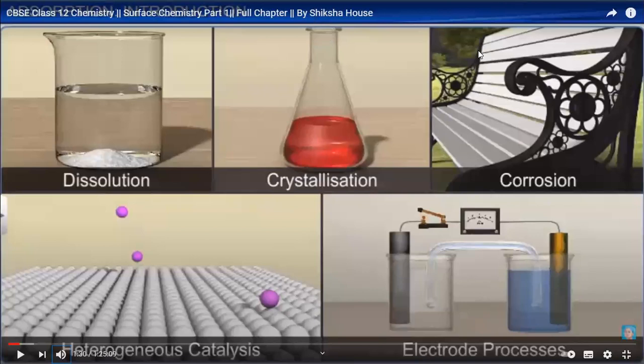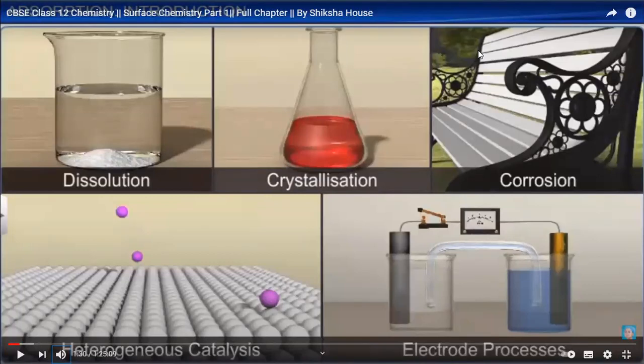There are different types of examples which we see in our daily life, and these are examples of adsorption. First is dissolution. You can see the powder does not mix with the water. Second is crystallization. This is also a surface phenomenon. Corrosion. You can see the orange or brown film over a piece of iron rod. You generally see this. So this is also a surface phenomenon.